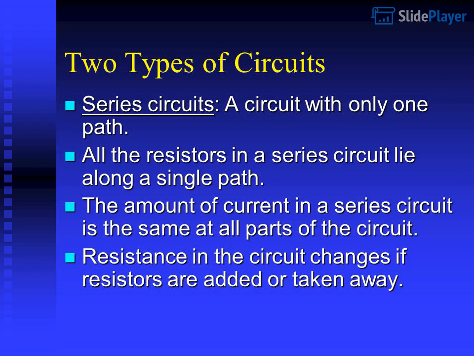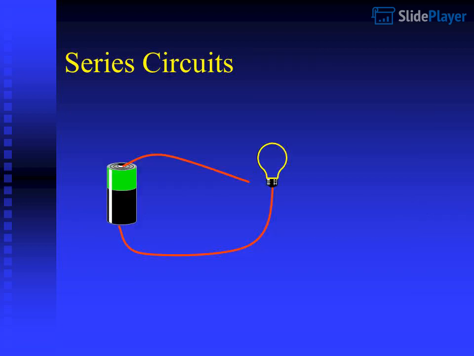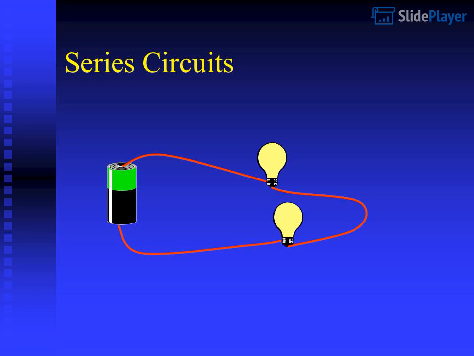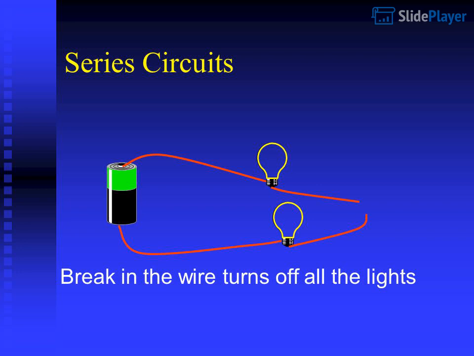Two types of circuits. Series circuits, a circuit with only one path. All the resistors in a series circuit lie along a single path. The amount of current in a series circuit is the same at all parts of the circuit. Resistance in the circuit changes if resistors are added or taken away. Series circuits: a break in the wire turns off all the lights.